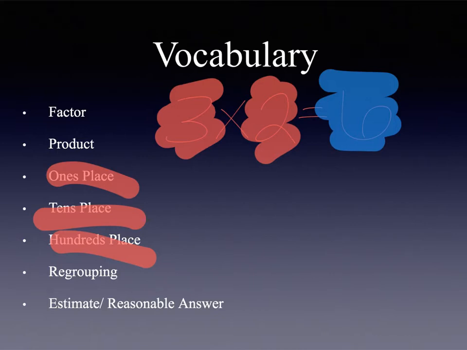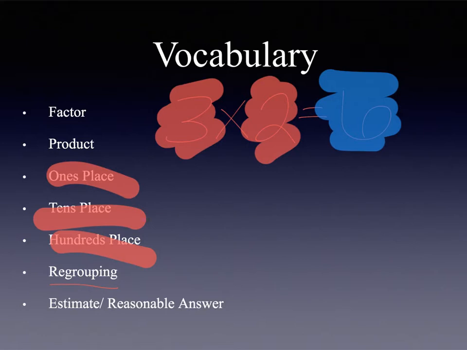Regrouping is probably a word that you're familiar with. We often think of regrouping or renaming in addition. Sometimes you call it carrying, if you're carrying a number up. We're going to try to really use regrouping when we're talking about multiplication so that we're using really accurate vocabulary. Regrouping just means that if I take a bundle of ones or a bundle of tens or a bundle of hundreds and I have enough to bring them to the next place value, I'm going to bring them up and write them above the number.